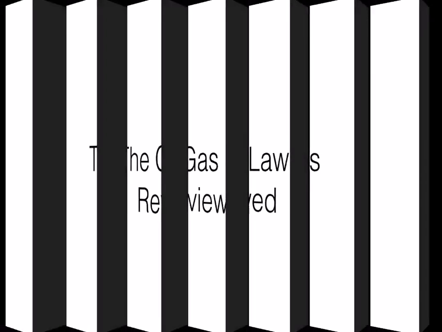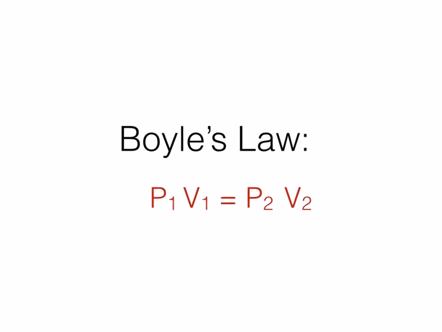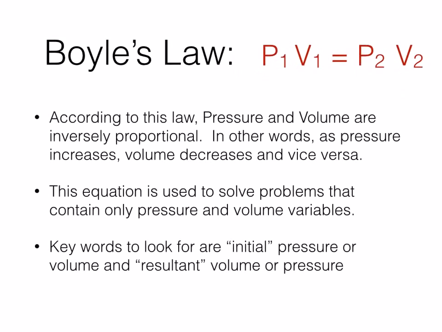And so if we look at this, we're going to begin with the first law. We've already explored Boyle's Law, and what we learned is that it follows the following equation. It involves pressure and volume. According to Boyle's Law, the pressure and the volume are inversely proportional. What this means is that as the pressure increases, the volume is going to decrease, and if the volume increases, pressure will decrease.